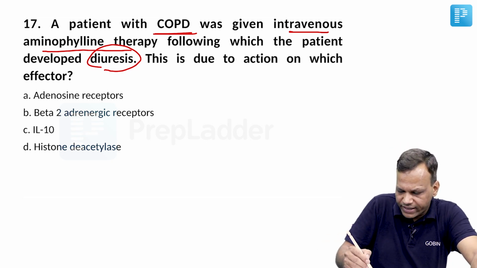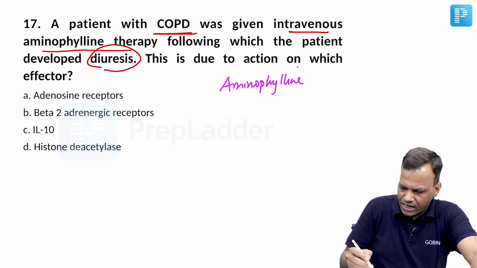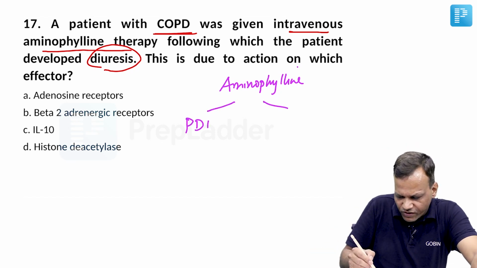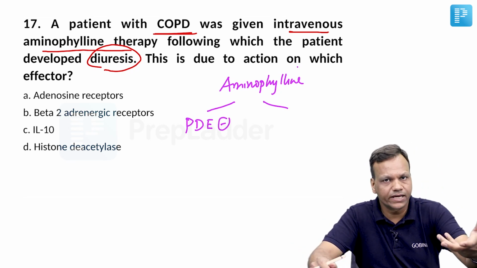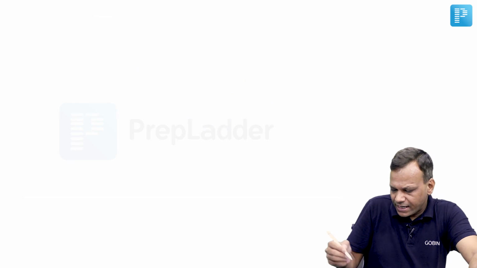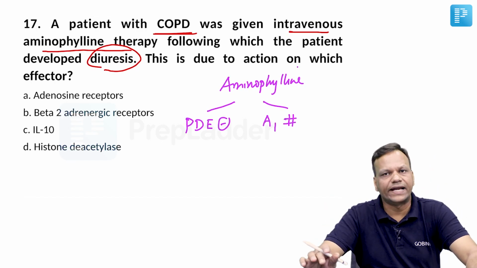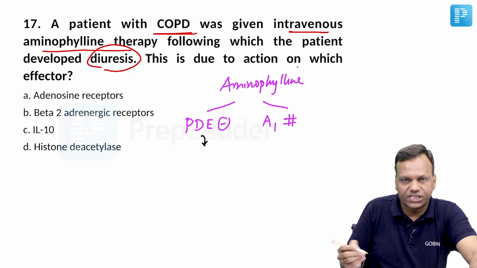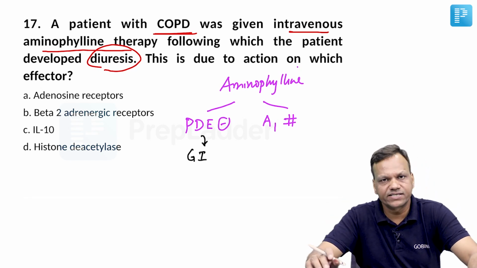Theophylline or aminophylline group of drugs, they have some side effects which can be due to one of two mechanisms. One, because they are phosphodiesterase inhibitors, that is their main mechanism. They inhibit metabolism of cyclic AMP. And second, they can be adenosine A1 receptor antagonists. So phosphodiesterase inhibition can lead to GI side effects like nausea, vomiting, etc.